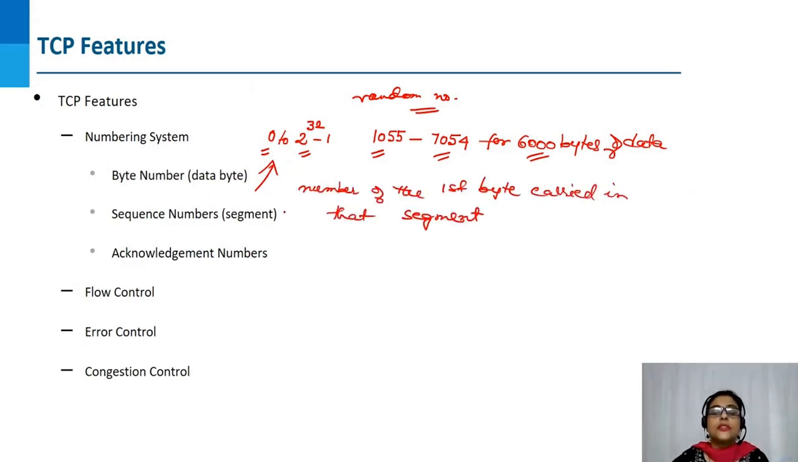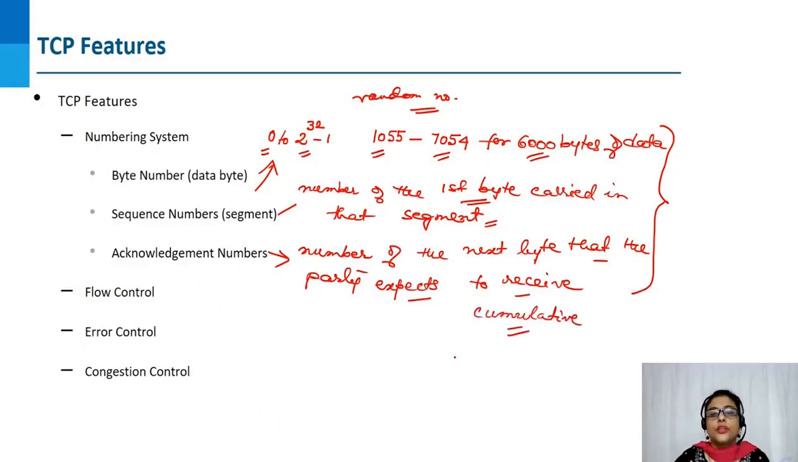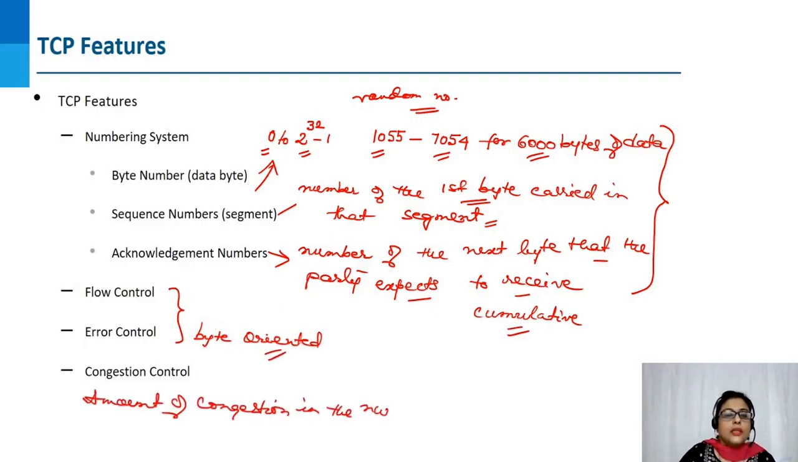Next, we have the sequence number, which is the segment number. This basically is the number of the first byte that is carried in that particular segment. Next, we have the acknowledgement number. It is the number of the next byte that the party expects to receive. All these numbering systems have been discussed in the previous examples. This acknowledgement number is also cumulative in nature. The flow control and error control mechanisms use the byte-oriented approach in TCP. The congestion control mainly takes care of the amount of congestion in the network.